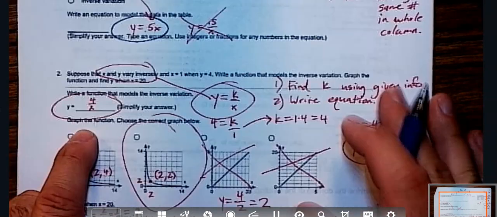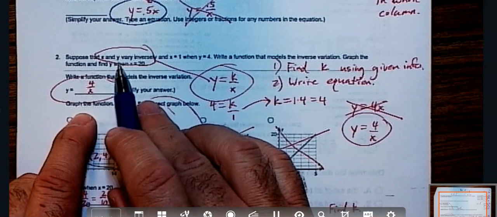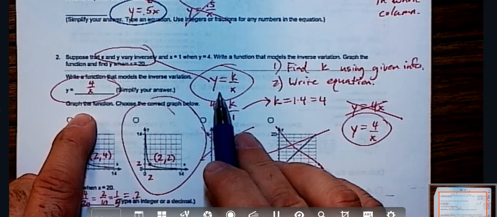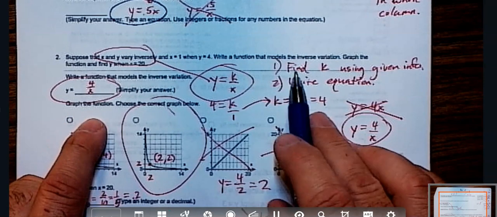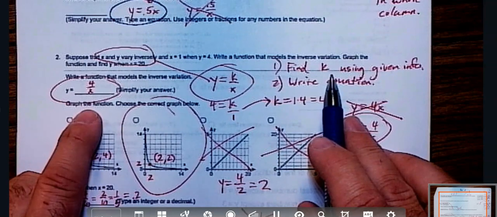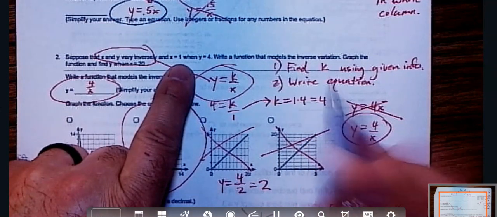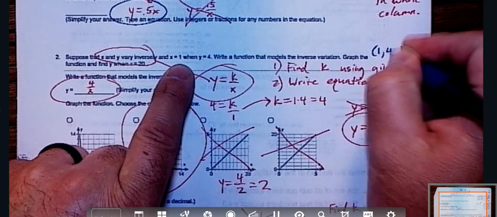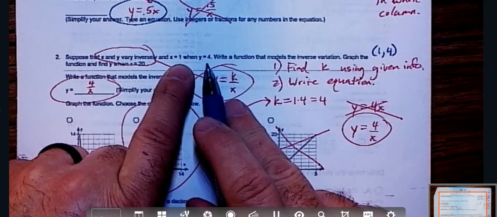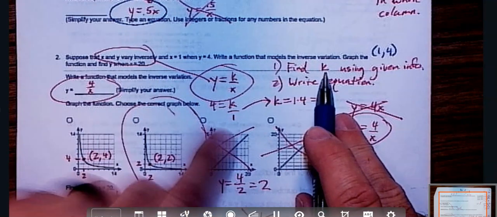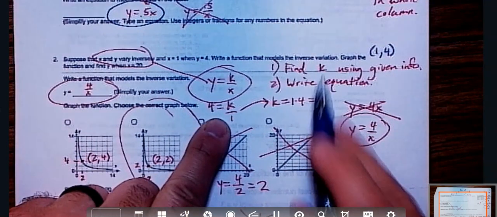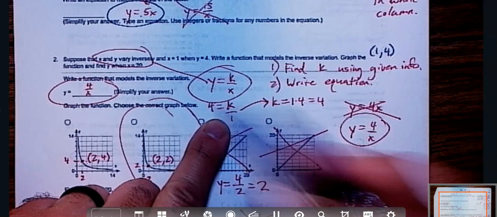Question 2 tells me that they're inverse right away, so I expect you to write this down just so that you don't get the wrong equation. Now, you got to find k using the information given. Well, what did they give me? They gave me a coordinate, 1, 4, right? X equals 1, y equals 4. That information is given to me to find k. So we plugged it in, right? Plugged in our 1 for x and our 4 for y.